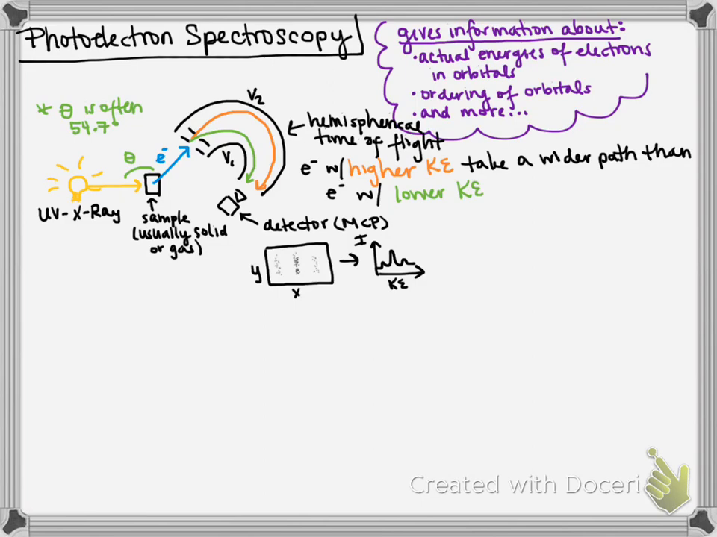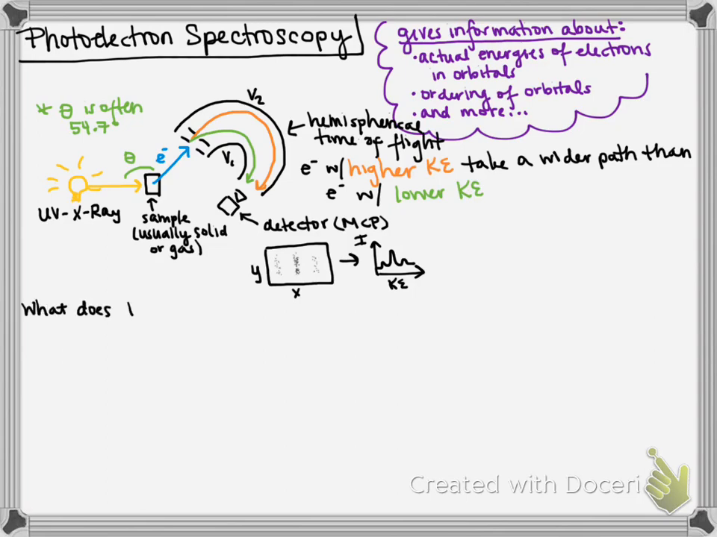That's well beyond the scope of this class. But that is something that we can do, is directly correlate X based on the voltages applied to the original kinetic energy of the electron. So we get a graph that tells us intensity of electrons versus the kinetic energy that the electrons have.